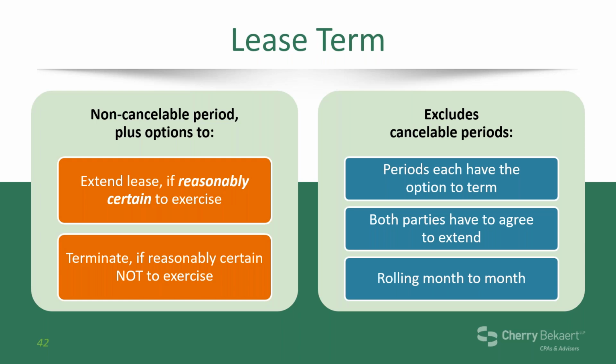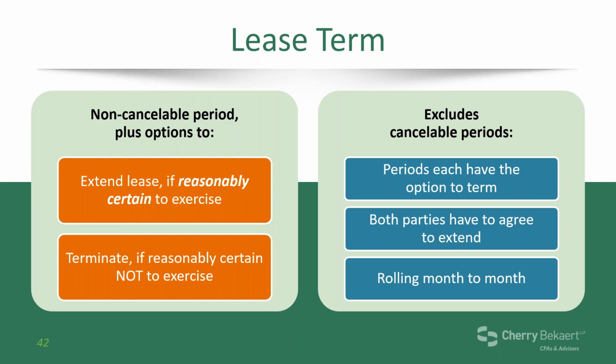And these options are only included in the lease term if only one of the parties, the lessee or the lessor, has the option to renew or terminate. Periods during which both parties individually have the option to extend or terminate the lease, or if both parties have to agree to extend or terminate, are considered cancelable periods and would not be included in the calculation of the lease term.